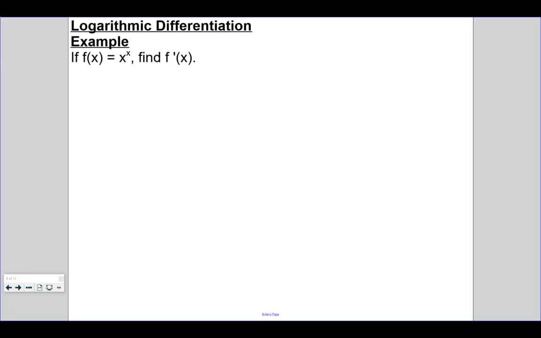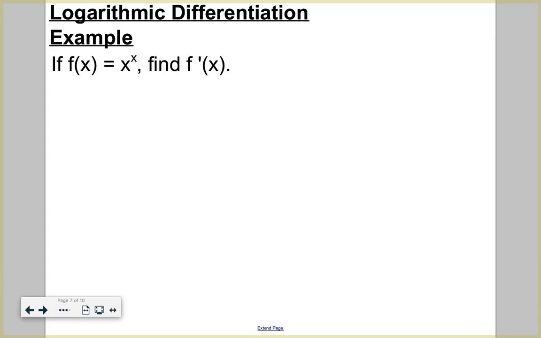Alright folks, let's take a look at our first example. So here we're told if f of x is equal to x raised to the x power, we want to find f prime of x. So basically we want to take the derivative of x to the x power. Now this is one of the forms that we need to use logarithmic differentiation for, because this is a complicated function. x in the base, x in the exponent. So our first step is to take the natural log of both sides of our equation. So we're going to take the natural log of both sides.